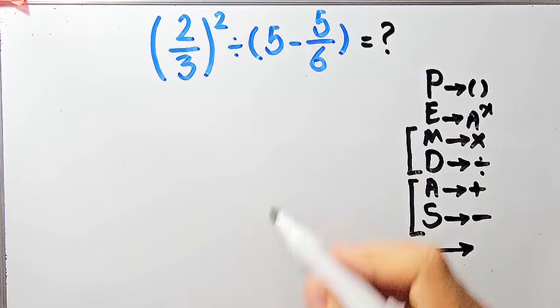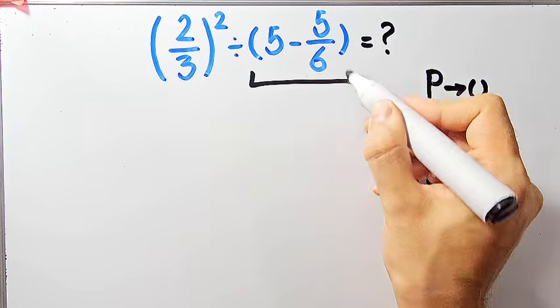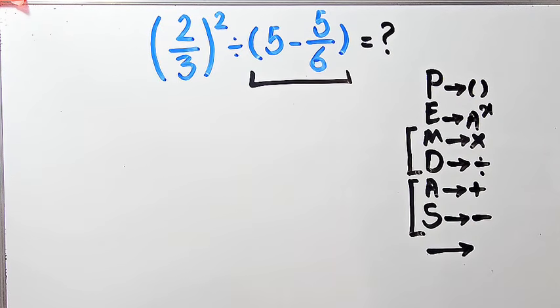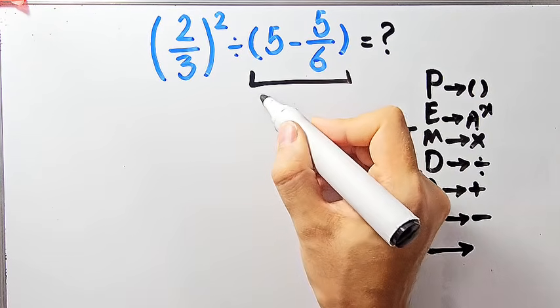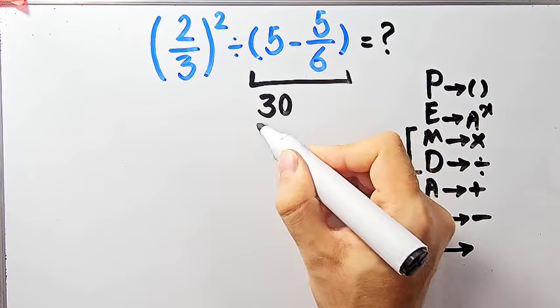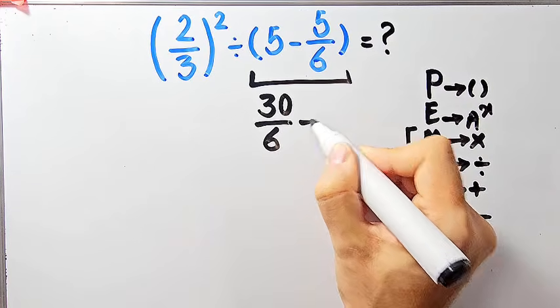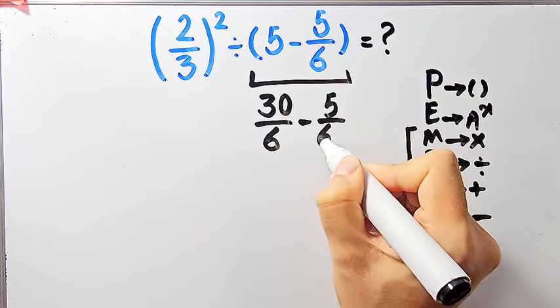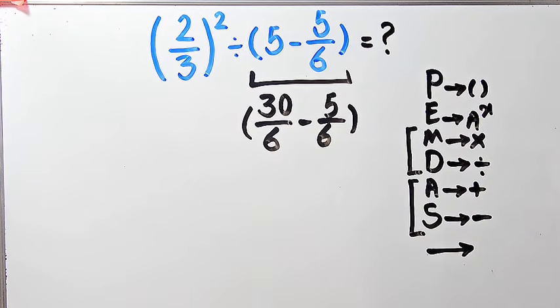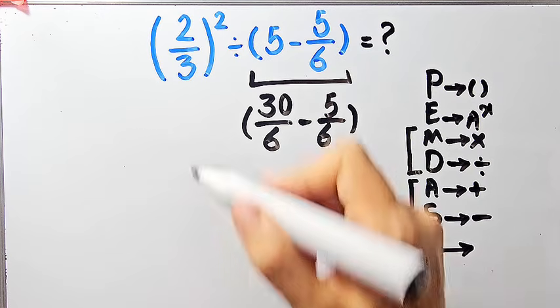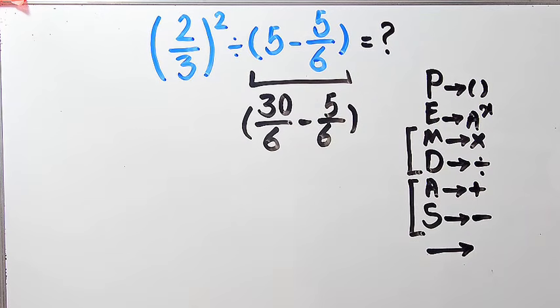According to the PEMDAS rule, first we simplify these parentheses. We have 5 minus 5 over 6. Since the denominator of this fraction is 6, we can write 5 as 30 over 6. Now we have 30 over 6 minus 5 over 6 inside these parentheses. The question is 2 over 3 to the power of 2 divided by open parentheses 30 over 6 minus 5 over 6 close parentheses. Now we have exponent, division and parentheses.